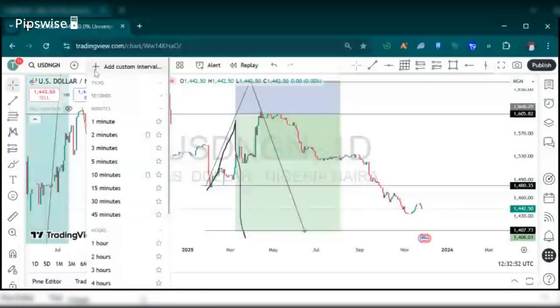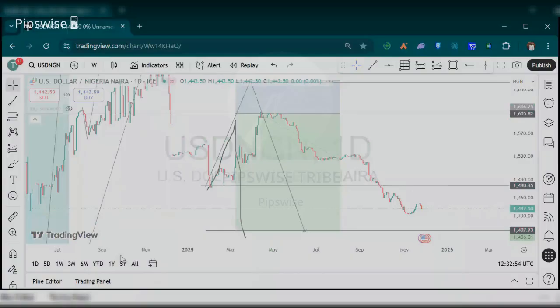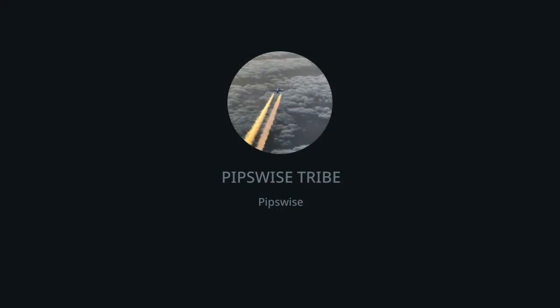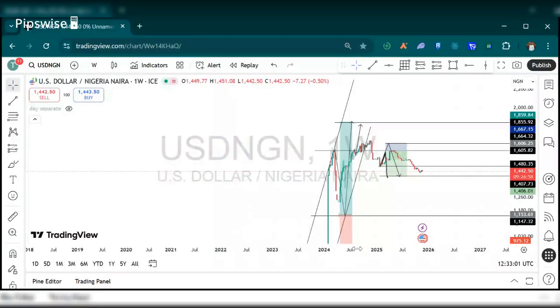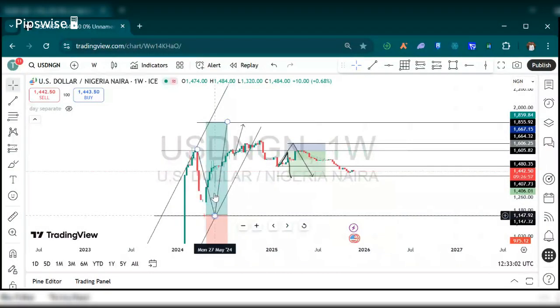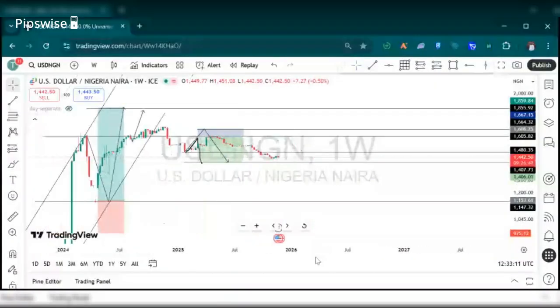Let's go on a weekly time frame. Like I told you, when you don't see good information on whatever time frame you are on, go on the higher time frame. So you see that I've done this analysis for a very long time. I played out to this level, then started dropping again. So let's dive into it much deeper.